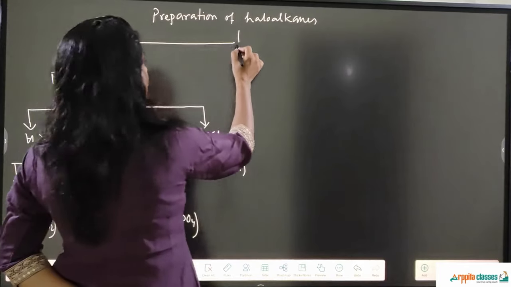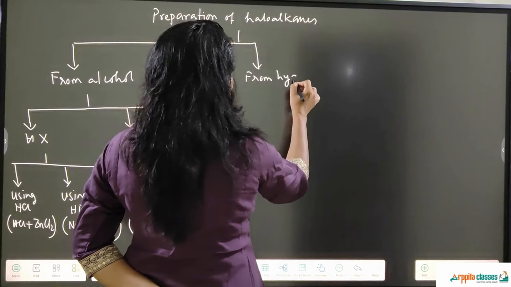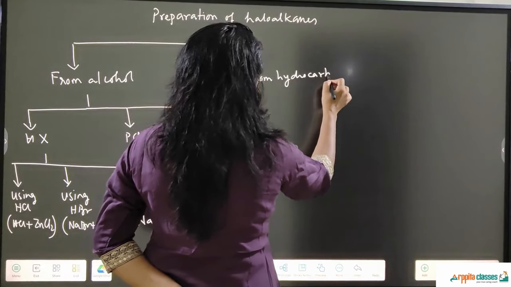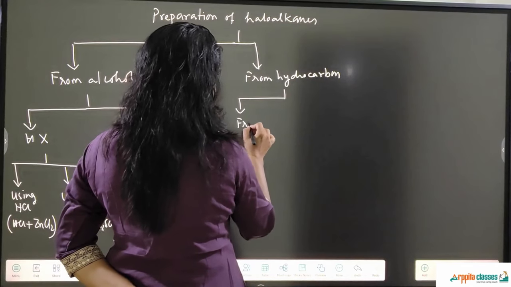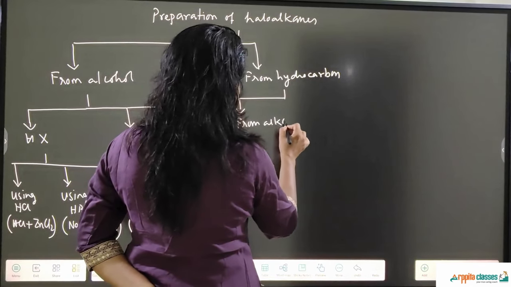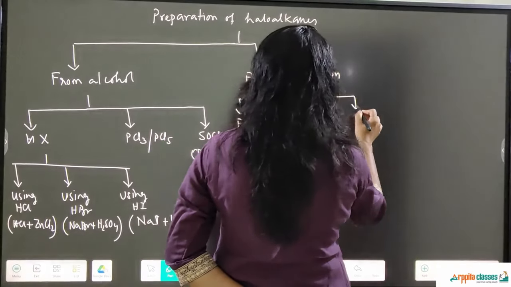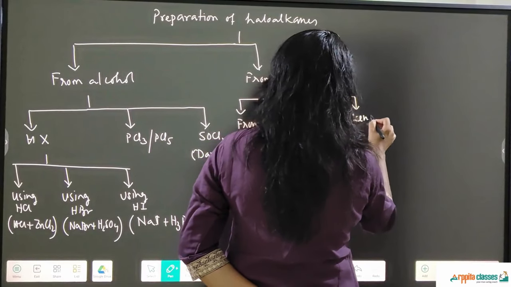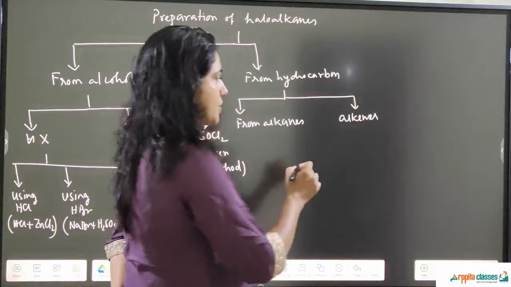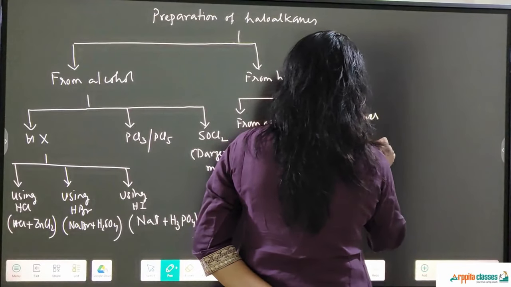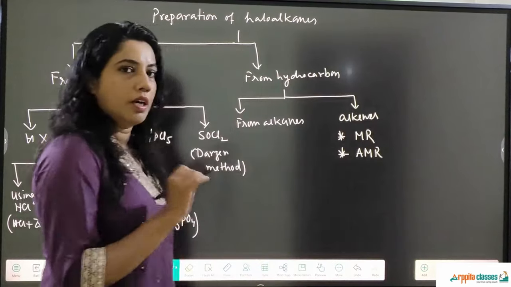The second preparation was from hydrocarbon. So here also we have seen two methods. One is from alkanes by the substitution method using UV light, and the other one is alkenes. Now here we have studied the Markovnikov and anti-Markovnikov rule, which is very important. The Markovnikov rule and the anti-Markovnikov rule, AMR, which is very important, so we need to remember this.